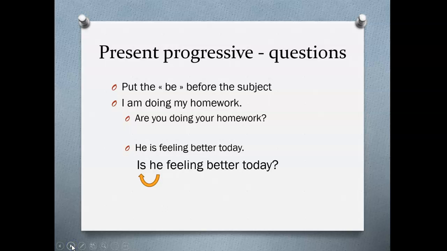To make a question using the present progressive, we put the form of the verb to be before the subject. So I'm doing my homework. Are you doing your homework? So I just transform. I move my verb in front of the subject pronoun. Or the subject. It doesn't always have to be a pronoun. He's feeling better today. Is he feeling better today? Can I say, do he is feeling better today? No.